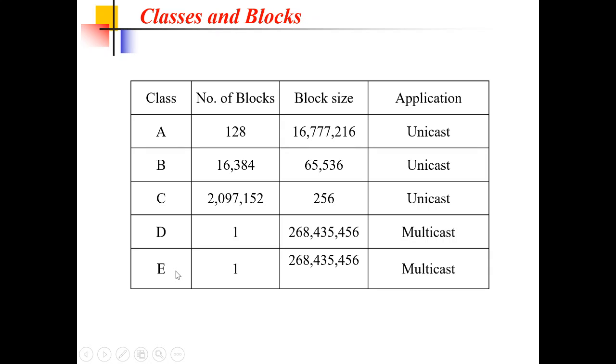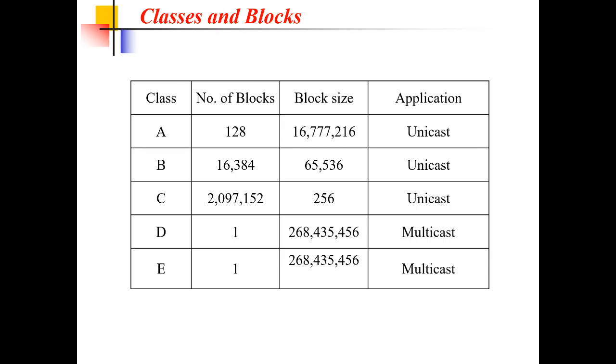For class D and E, the number of blocks is 1 and 1, while you can have more than 268 million hosts connected, and the application is multicast. So class D is used for multicast addressing while class E is reserved and used for future work.